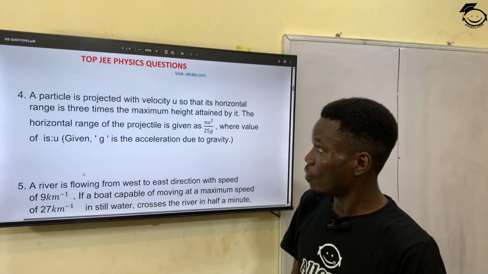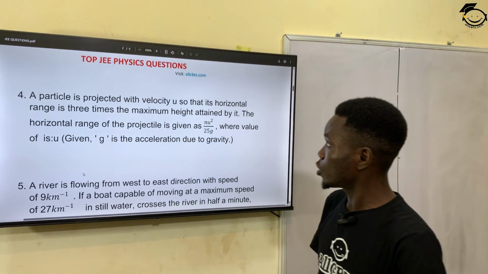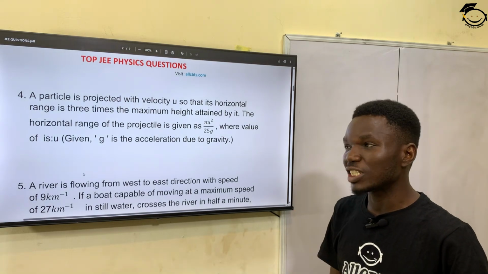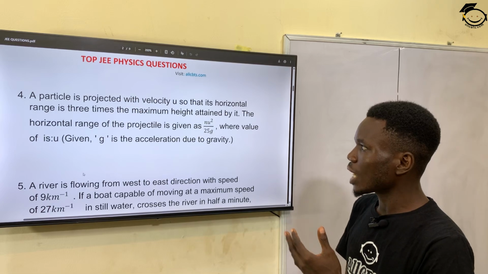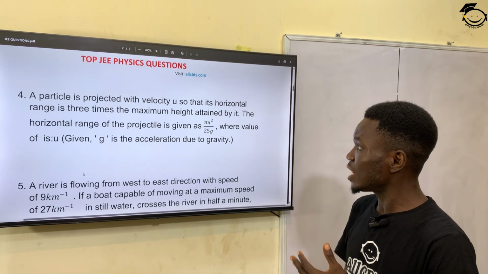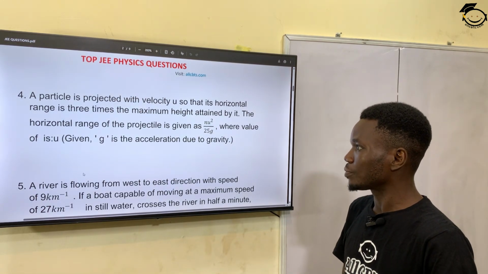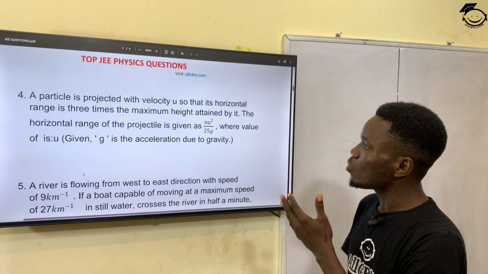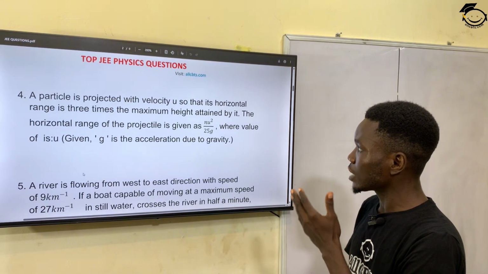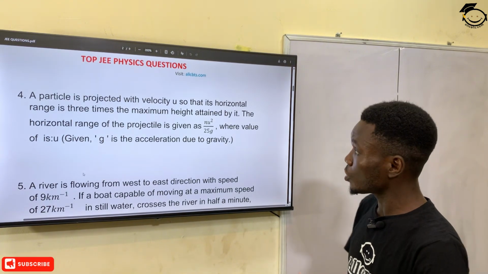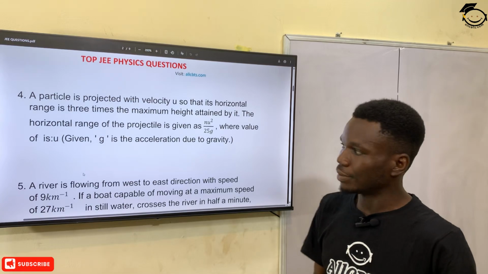Moving on to question number 4, it says a particle is projected with a velocity u so that its horizontal range is 3 times the maximum height attained by it. The horizontal range of the projectile is given as nu squared over 25g, where the value of n is dash, given that g is the acceleration due to gravity. So in this question, we are looking for the value of n.